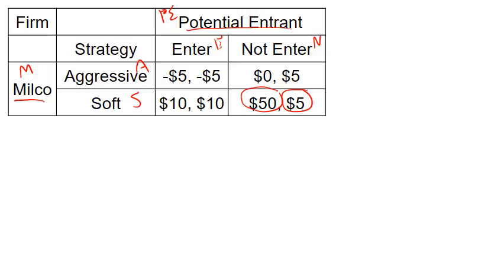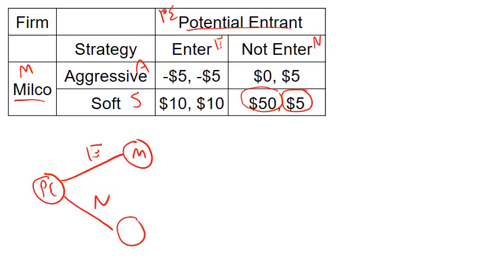Let's start by analyzing the Nash equilibrium. We do this by constructing a tree diagram. We're going to start with a node. Who makes the first decision? In this game, PE makes the first decision, and it's got to decide whether to enter or not. At that point, Milko makes a decision. And Milko's got to decide whether to price aggressively or to price softly.